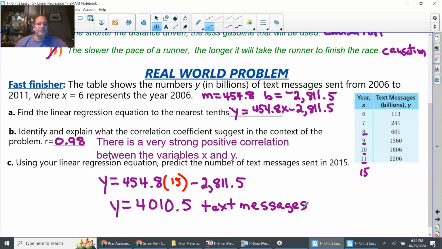If it's a 0.5, you can't send 0.5 of a text message. We're going to round that up. Y equals 4,011 text messages. And that's a prediction, all right? But it's based on your linear regression equation, and there's nothing better. If this prediction holds true, that's exactly how many text messages will be sent in 2015.